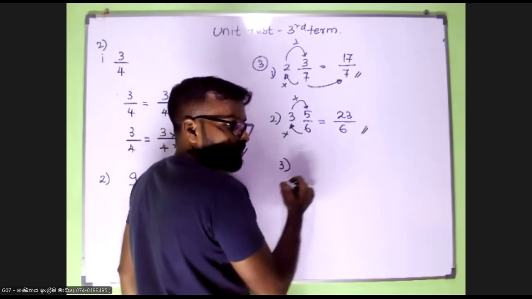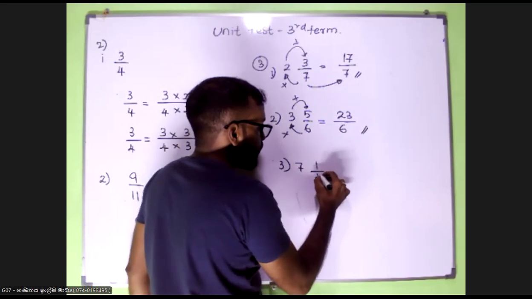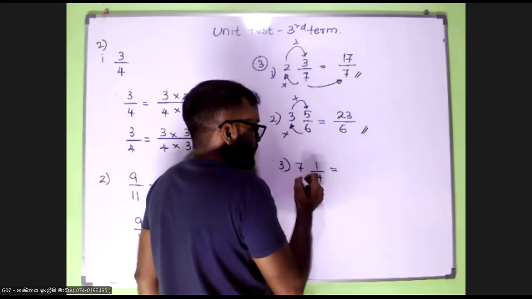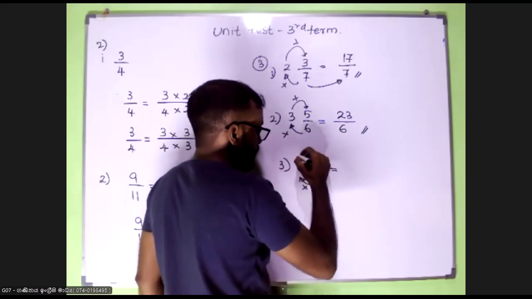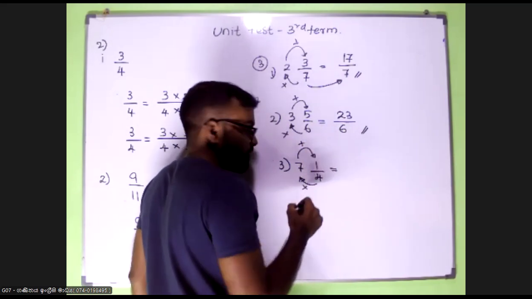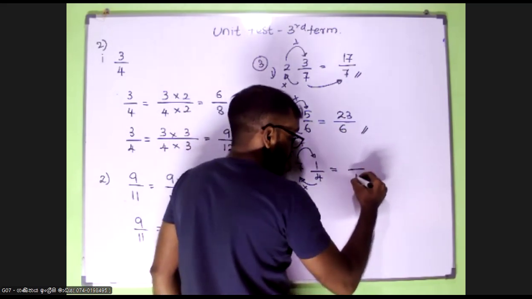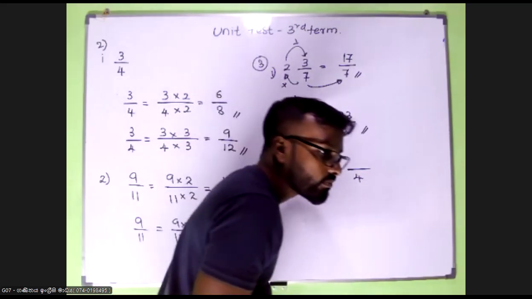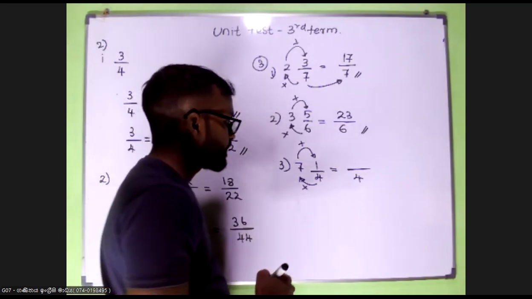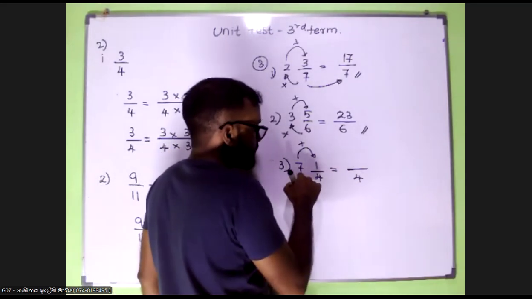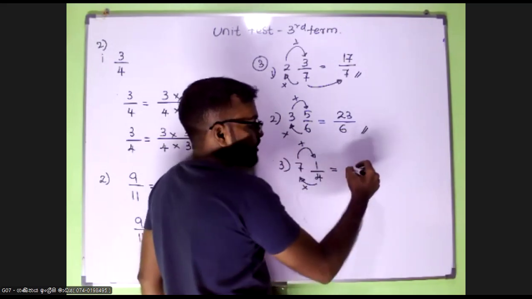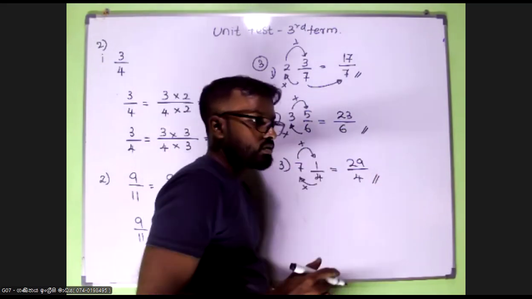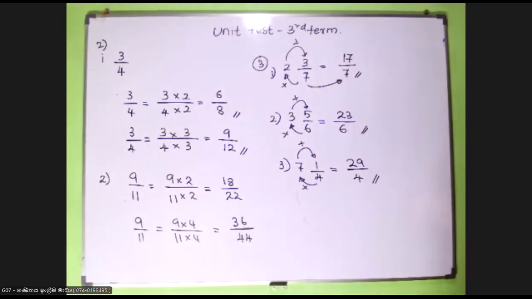3. 7 and 1 upon 4. 7 and 1 upon 4. 4 times 7, 28. 28 plus 1, 29. Right? Denominator is 4, the same, right? That part is over, right? So these are the improper fractions, right?